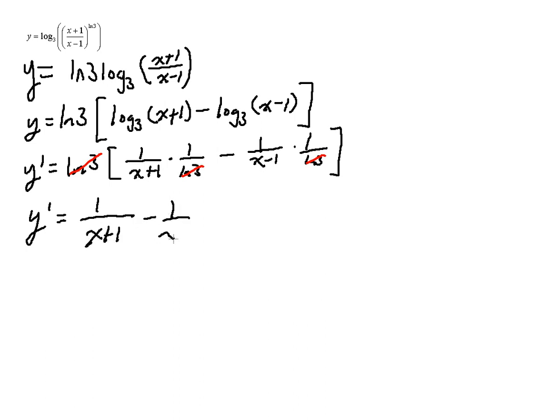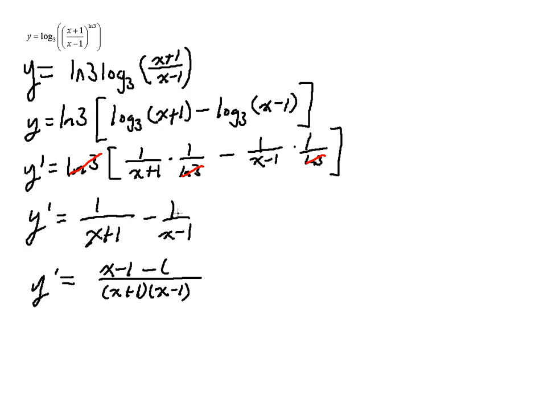And so now the instructions were to be sure to simplify. So we need a common denominator. Our common denominator is x plus 1 times x minus 1. I multiplied this denominator by x minus 1, so I had to multiply this numerator by x minus 1. And then I'm going to leave that negative sign there.